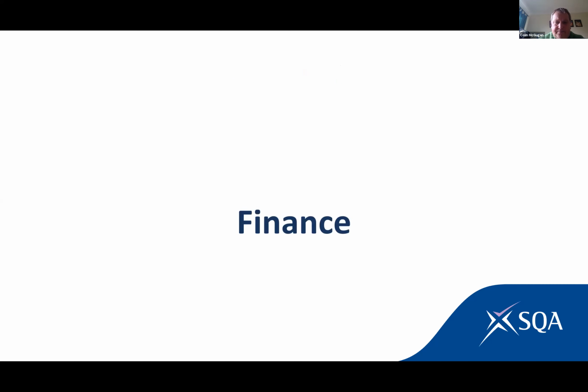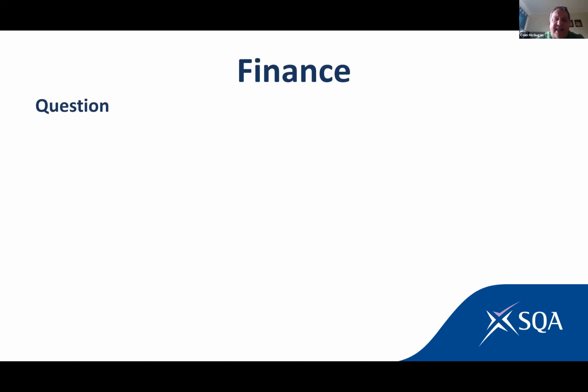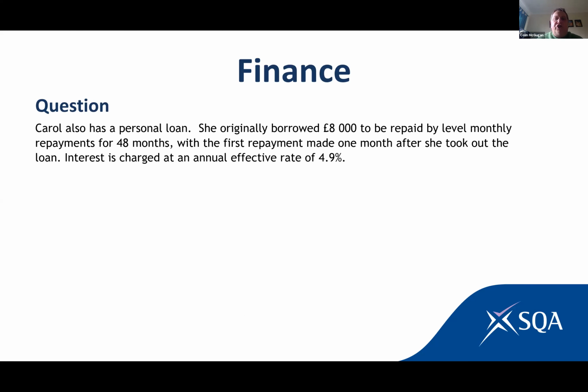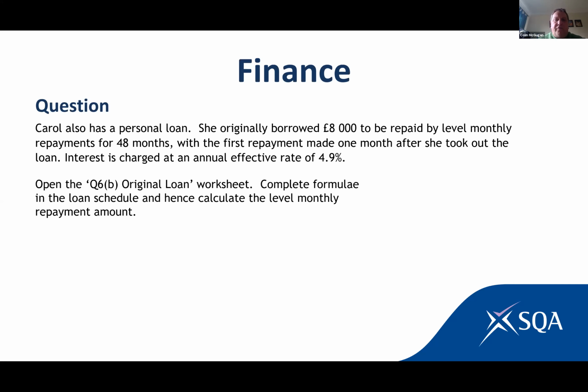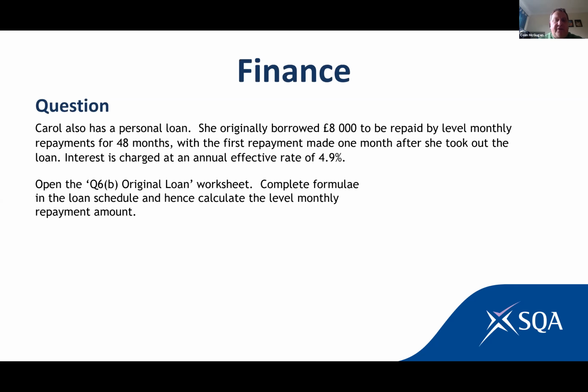So the next bit is where the candidates have to use the spreadsheet. She has a personal loan. She borrows £8,000 to be repaid by level monthly repayments for 48 months. The first repayment is made 1 month after she took out the loan. Interest is charged at an annual effective rate of 4.9%. So we now have to open the loan worksheet, complete the loan schedule, and hence calculate the level monthly repayment amount.